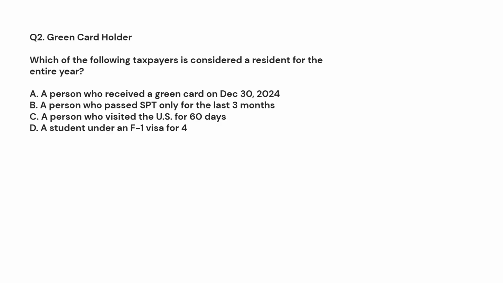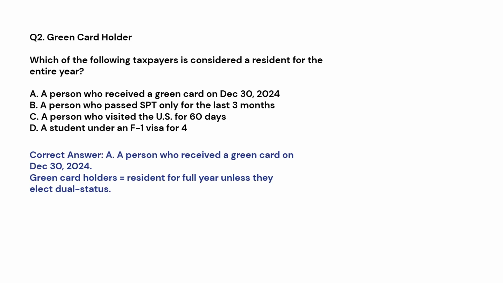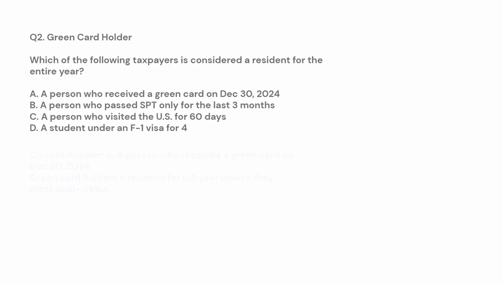Question number 2. Green card holder. Which of the following taxpayers is considered a resident for the entire year? Option A. A person who received a green card on 30th December 2024. Option B. A person who passed SPT only for the last 3 months. Option C. A person who visited the US for 60 days. Option D. A student under an F1 visa for 4 years. Correct answer is option A. A person who received a green card on 30th December 2024. Green card holders are residents for the full year unless they elect dual status.